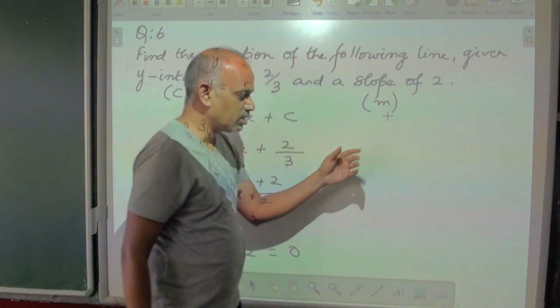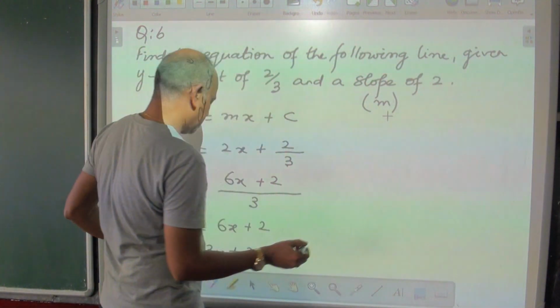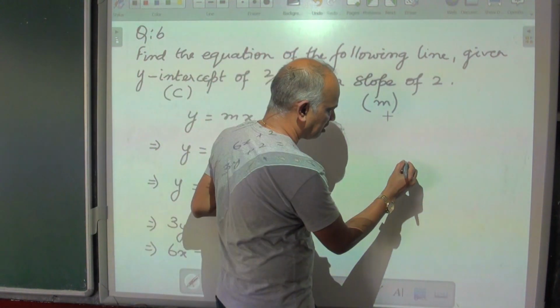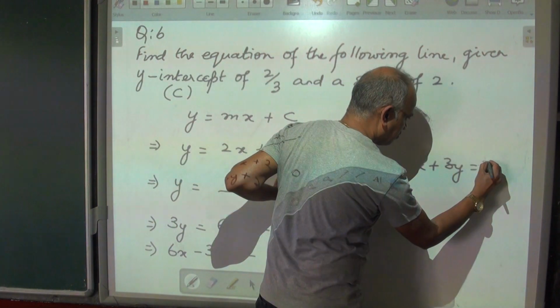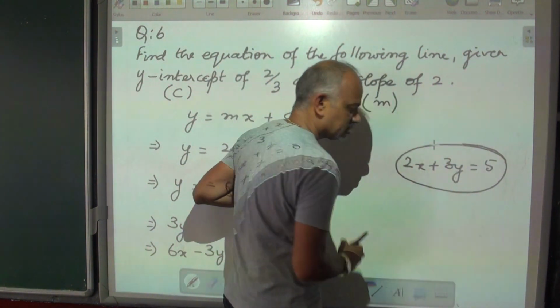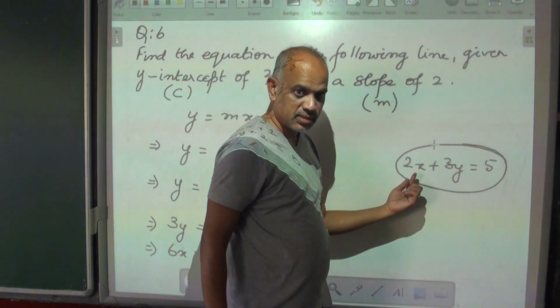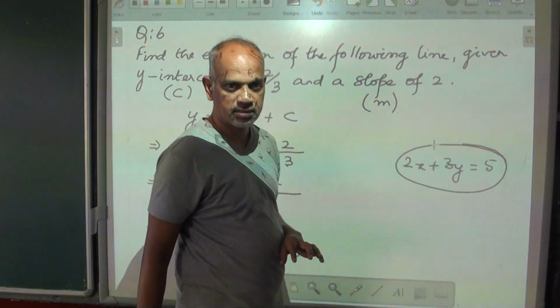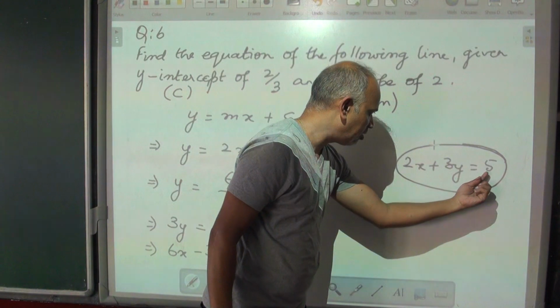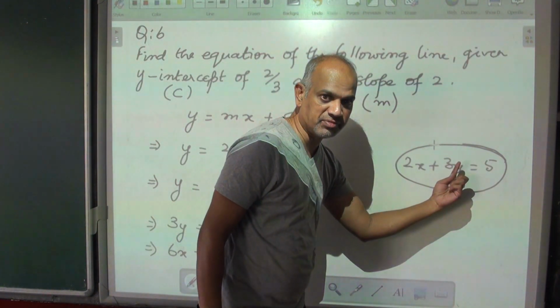Okay. So again, I'll just represent a normal equation. Any equation of a straight line is in this form. 2x plus 3y is equal to 5. That's the general equation. Look at this. First comes the x term, then comes the y term, then comes the constant. You can write the constant on the other side, or you can write the constant on the left side itself.